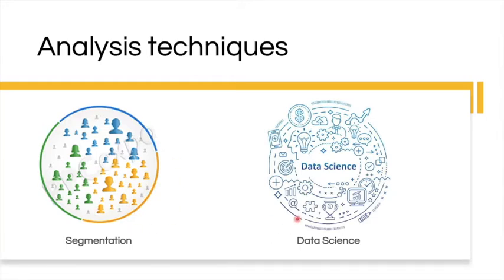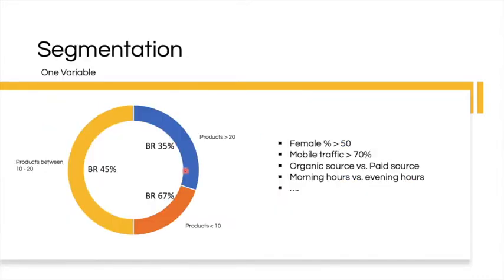So let's say you don't have data science experience and coding knowledge, then segmentation is definitely going to add a lot of value to you. If you look at segmentation, this is an example of one variable. Here we looked at the number of products available in the category page. If the product count is less than 10, bounce rate is 67%. If the product count is greater than 20, bounce rate is 35%. If the product count is between 10 to 20, bounce rate is 45%. So the clear insight here is that if the products are limited, the bounce rate is really high.